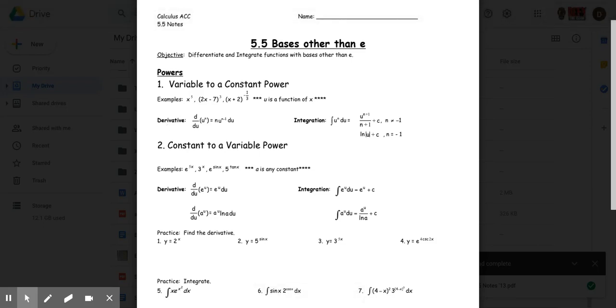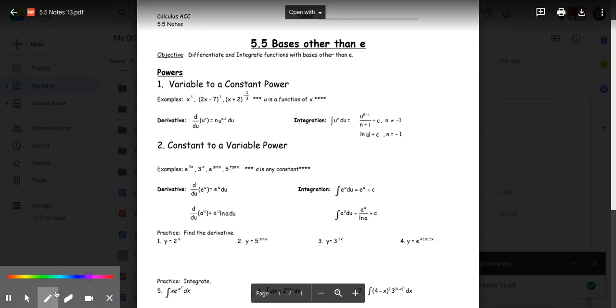So one is a variable to a constant. So an example would be like x to the fifth, 2x minus 7 to the third, x plus 2 to the negative 1/3. Those are powers where your variable is the base and you're raising it to a constant.